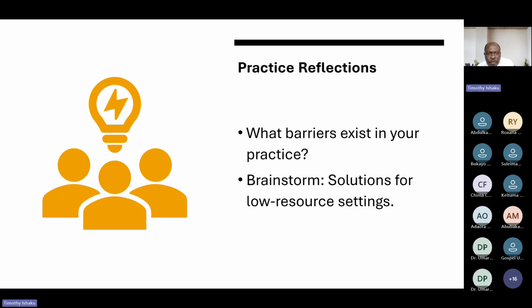A bit of reflection. What do people think? Is it possible to implement it, and what are the possible barriers and solutions to that bit? Okay, Zachariah, you mentioned using slide sheets. Okay, all the best with that.